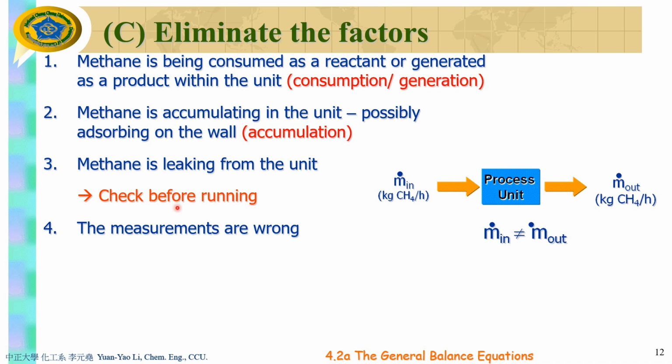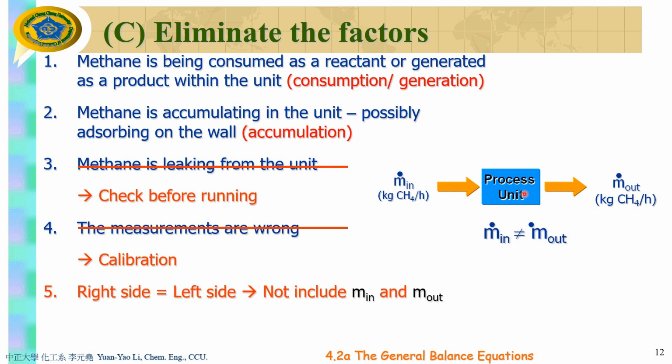You can do the fix. You can fix the reactor, or you can fix the container, right? So you can remove this possibility. Okay, so the measurements are wrong, so the rotameter doesn't function well. So you can do the calibration before you do the experiment again. So you remove this possibility. So the only thing left is that it can be consumed inside the reactor, it can be generated inside the reactor, or it can be accumulated in the reactor, in the container, or in the unit.